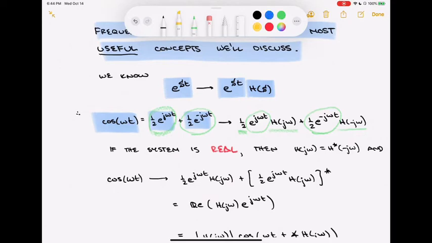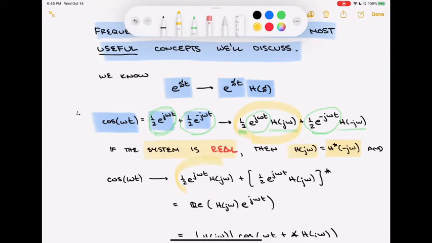If a system is real, and remember an easy way to tell if a system is real is to look at the original differential equation if it's in standard form. If all the coefficients are real, then it's going to be a real system. If a system is real, and this is something we'll prove in detail later when we do some Fourier analysis, then H of j omega is just going to be H star of minus j omega. This is not difficult to prove, but basically it's saying that H of j omega has complex conjugate symmetry in it. Once we know that, then we can take this first piece.